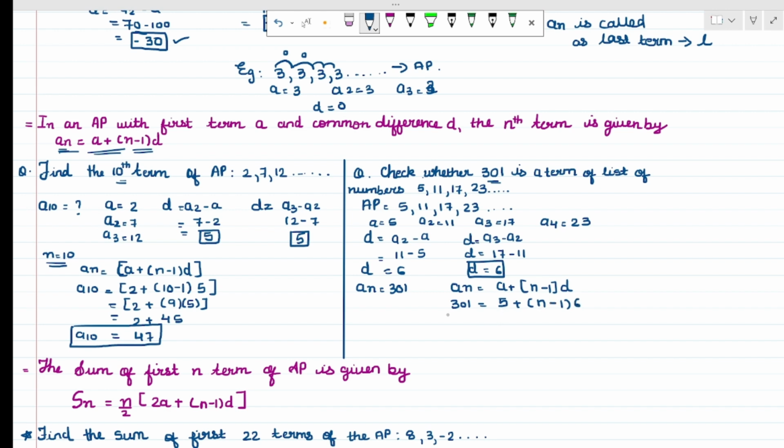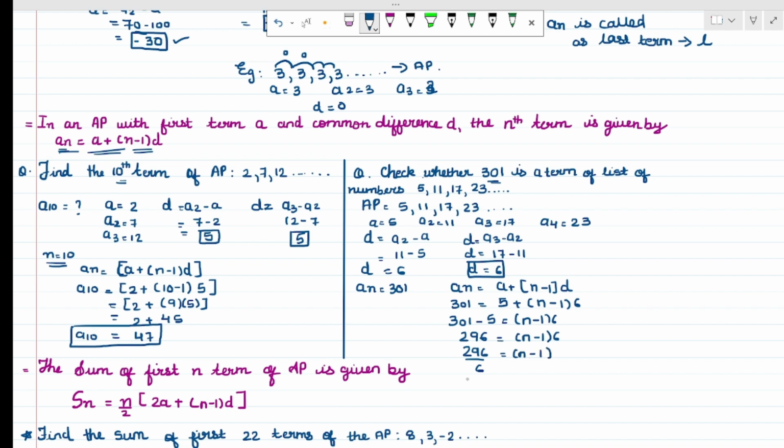Okay, so this plus, by changing its sign, it will go as 301 minus 5. So 301 minus 5 equals to N minus 1 into 6. Okay. So 301 minus 5 gives me 296. 296 equals to N minus 1 into 6. Now 6 is in my multiplication. It will go in denominator. So divide 296 divide by 6 gives me N minus 1.